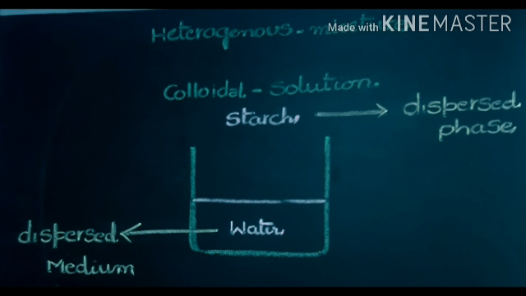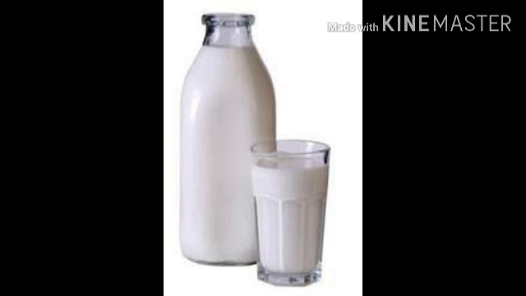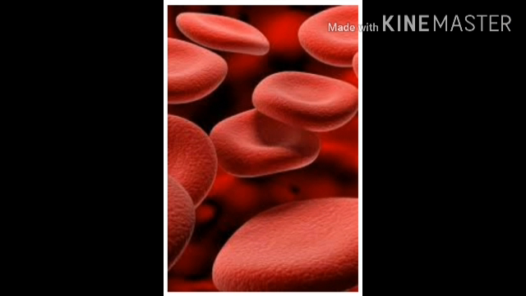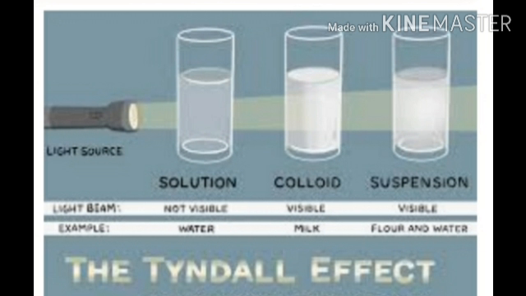Best examples: egg albumin, milk, hemoglobin in the blood. These are the best examples of colloidal solution. In addition to that, colloidal solution can show the Tyndall effect. What is the Tyndall effect? When light passes through colloidal particles, the light will be scattered and the path of the light will be visible. Of course, it is called the Tyndall effect.